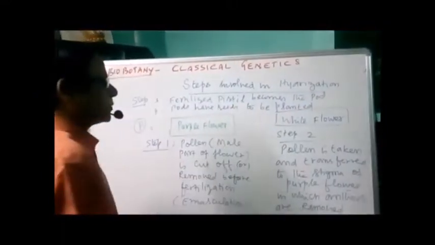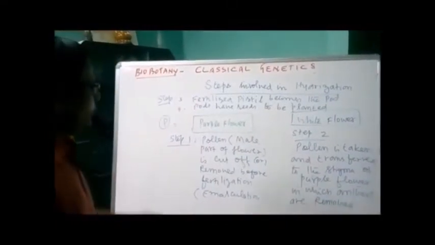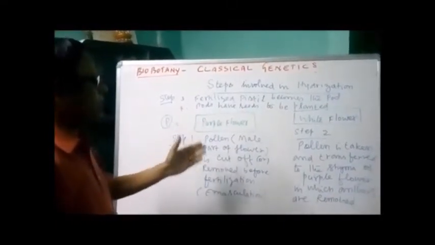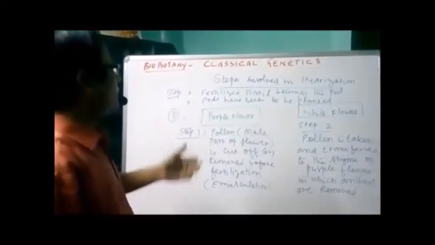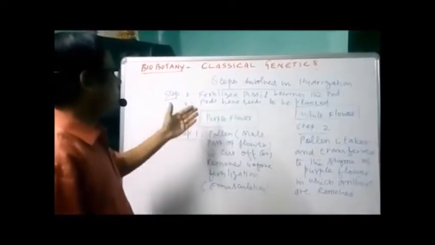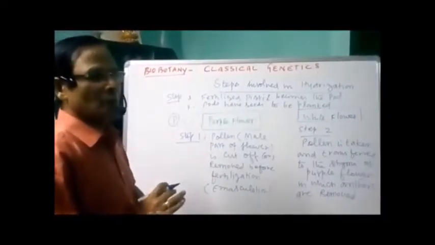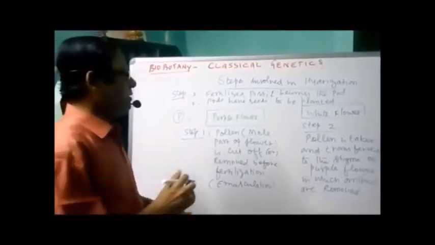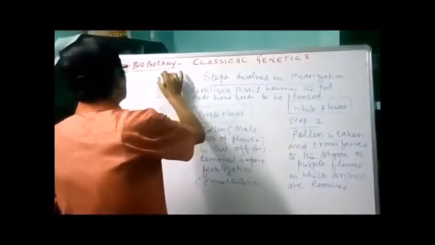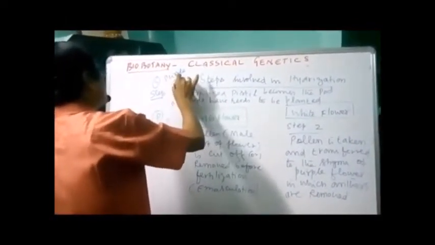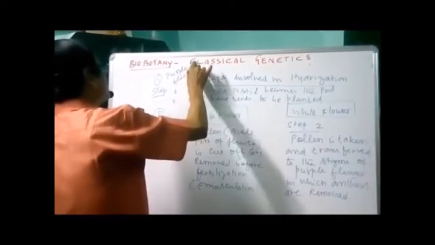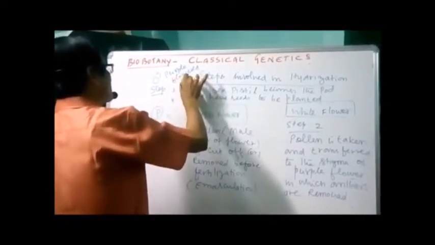All this does not happen immediately; within two or three weeks we get pollination, fertilization, then fruit formation, and then seed formation. The pods have seeds to be planted. Once the seeds are planted, they germinate into purple flower plants.